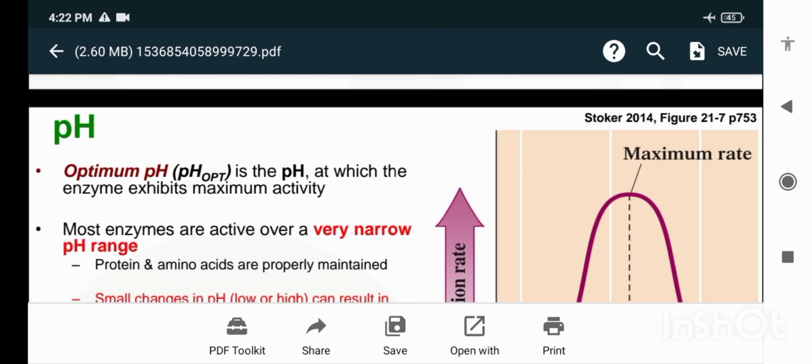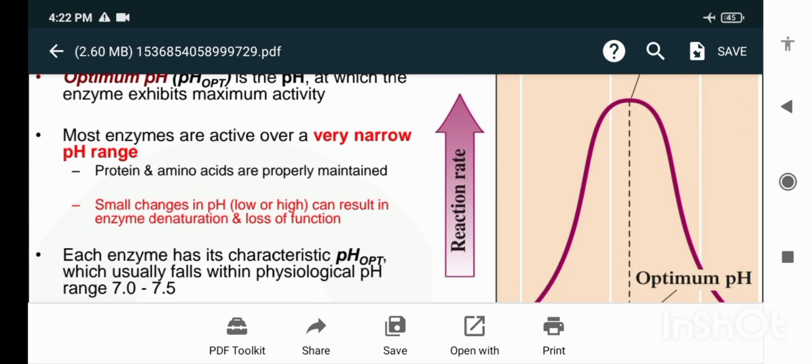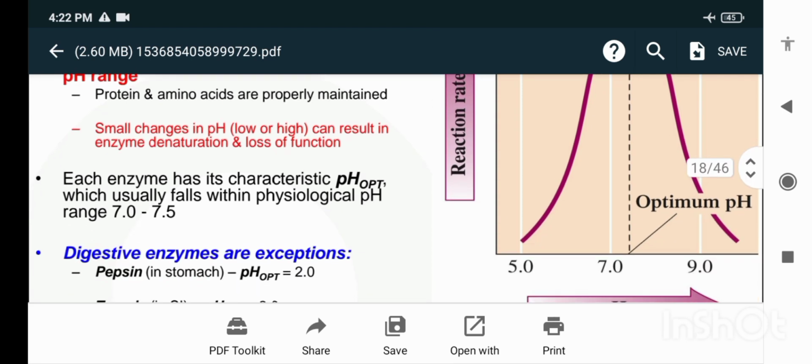pH. Optimum pH is the pH at which the enzyme exhibits maximum activity. Most enzymes are active over a very narrow pH range, where proteins and amino acids are properly maintained. Small changes in pH, low or high, can result in enzyme denaturation and loss of function. Each enzyme has its characteristic pH optimum, which usually falls within the physiological pH range of 7.0 to 7.5.